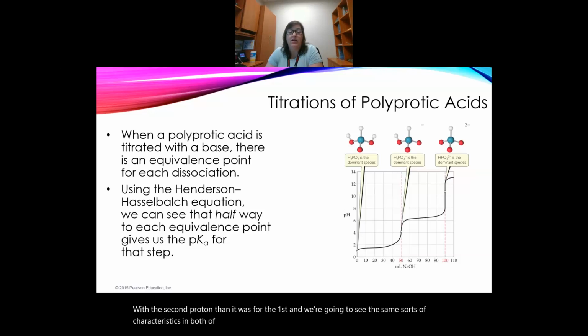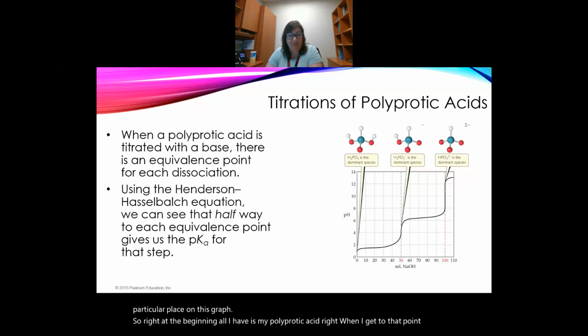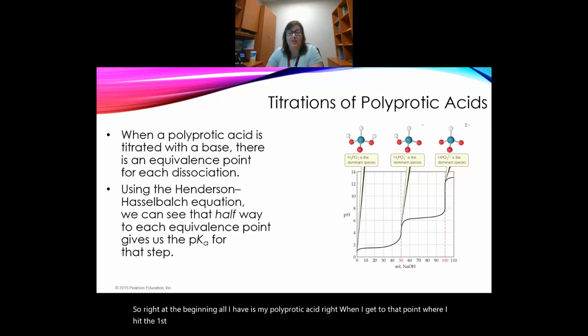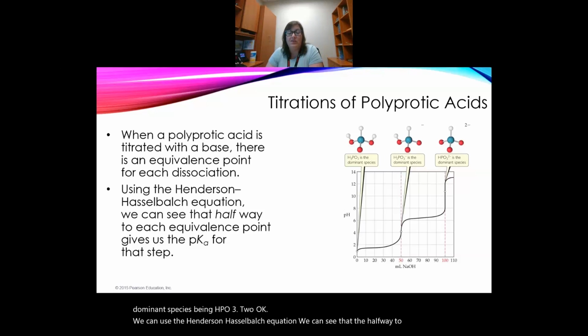Okay. You can look at this and say, all right, I know that in this particular place on this graph, right at the beginning, all I have is my polyprotic acid. When I get to that point where I hit the first equivalence point, then almost everything that I have is that H2PO3 minus. So that's my dominant species. And then when I get to the second equivalence point, we're talking about the dominant species being HPO3 2 minus. Okay. We can use the Henderson-Hasselbalch equation. We can see that halfway to each equivalence point gives us the Ka for that step.